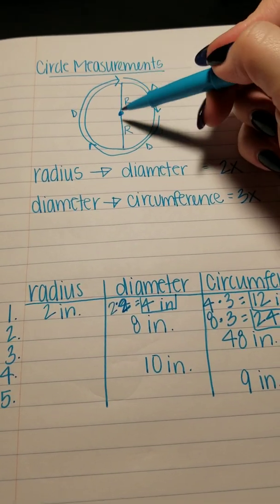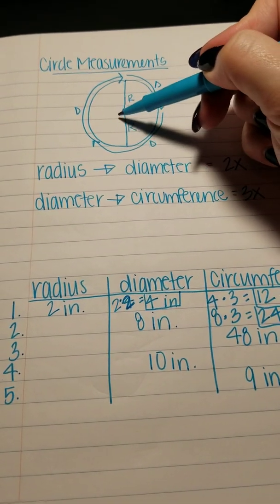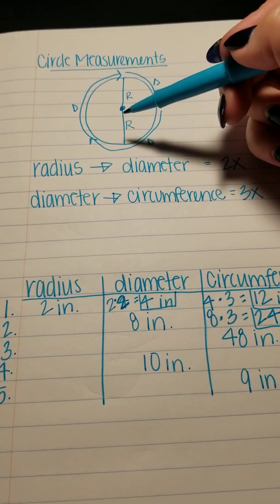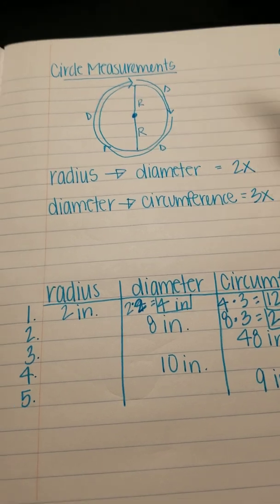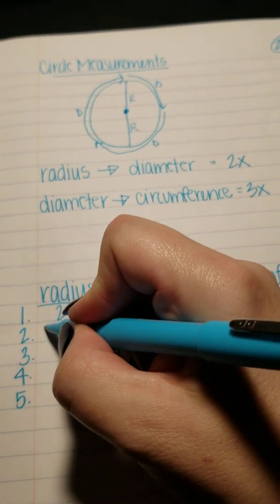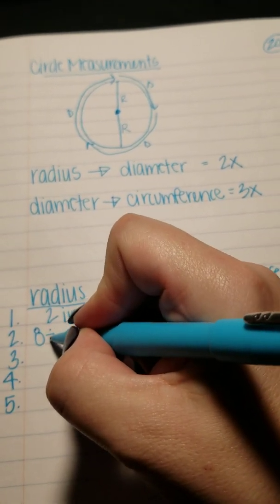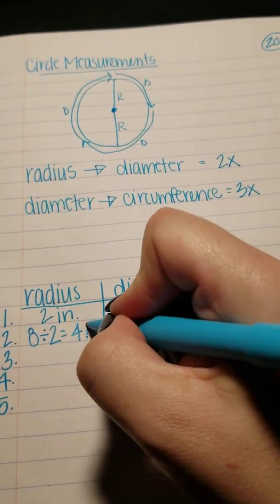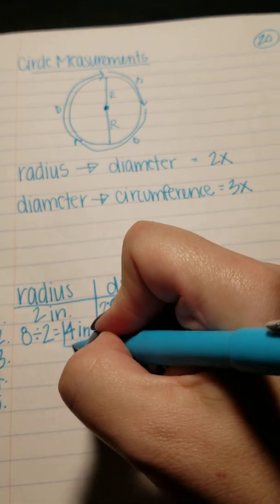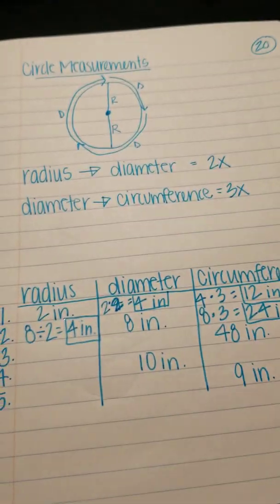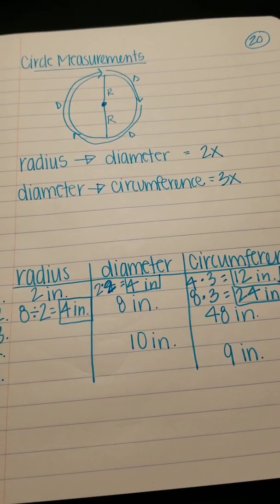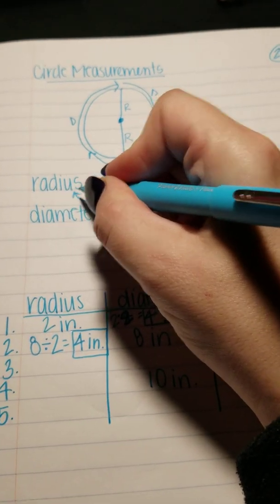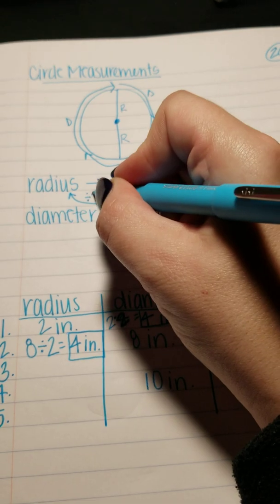I've got 8 here. I need to know what just this little piece is. So I'm not going to multiply by 2, I'm going to divide by 2. So 8 divided by 2 is 4. When I'm going from diameter to radius, I'm dividing by 2.